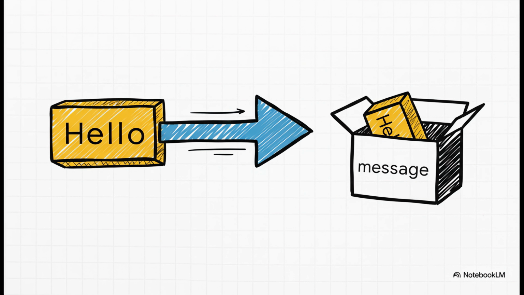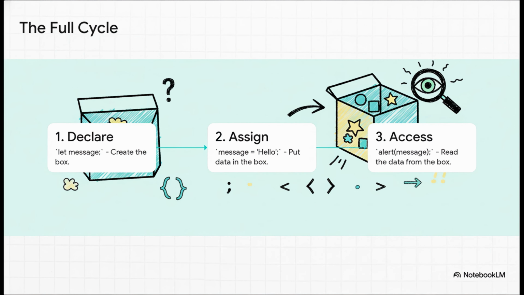Next up, we need to actually put something inside our empty box. This is called assignment. We use the box's name followed by a single equal sign. Now in programming, that equal sign doesn't mean is equal to, it means put this value inside. So this line here, message equals hello, literally takes the text hello and drops it right into our box labeled message.